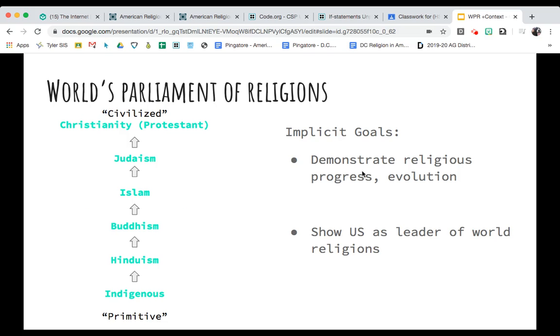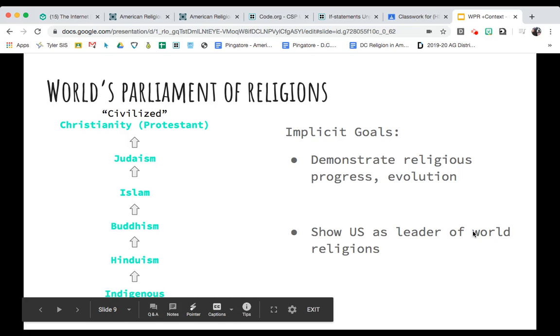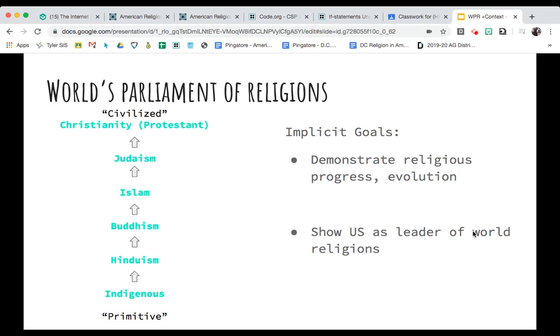There are some implicit motivations from these two gentlemen for convening this World's Parliament of Religions. We talked explicitly that there's this message of religious unity and a shared understanding, but implicitly, they're interested in demonstrating the religious progress, specifically religious evolution of the Protestants in the United States, and to also show the United States as a world leader of this evolutionary process of religions.